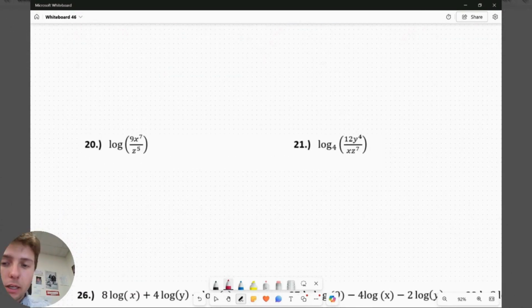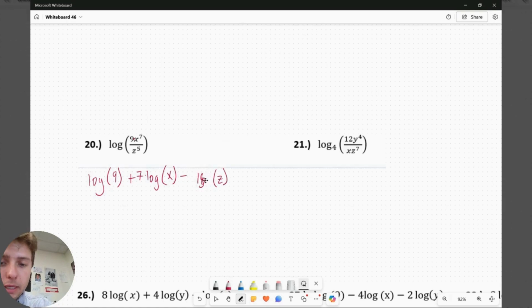Some other ones that might be a little bit longer, maybe a little more challenging. Always good to see a few more examples though. The 9 and the x are multiplying, so we can separate it there. The x is on top, so it also is a plus or positive. It had an exponent of 7, move it in front. The z to the 5th is on bottom, so here is minus with that log because it's on bottom. But again, be careful when you do this. Make sure that the exponents always go to the front of it. Number 20 is now done.